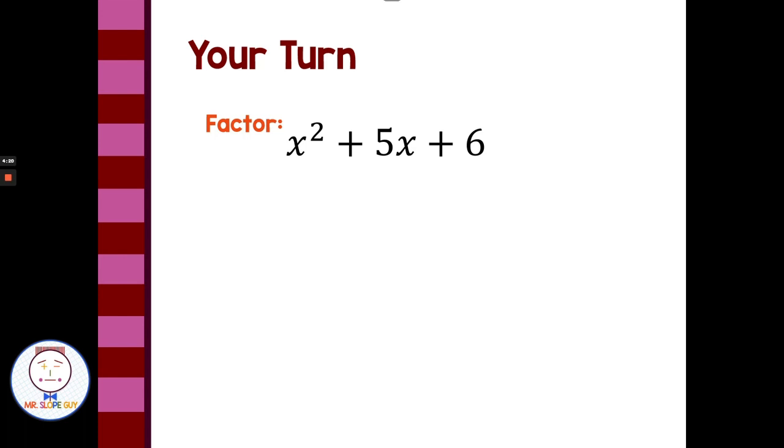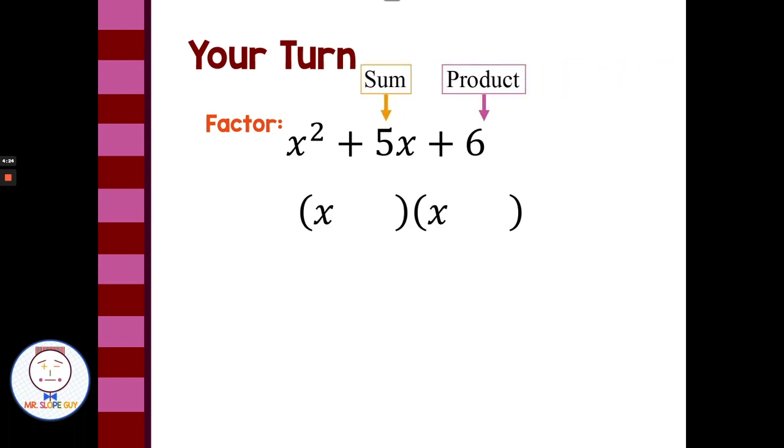All right, so I'm looking for numbers that have a product of 6 and a sum of 5. Two numbers that multiply to 6 and add up to 5. Well, I'm going to break up my x squared as x and x. And 3 times 2 will give me 6, and 3 plus 2 will give me 5. So my factored form is x plus 3 times x plus 2.